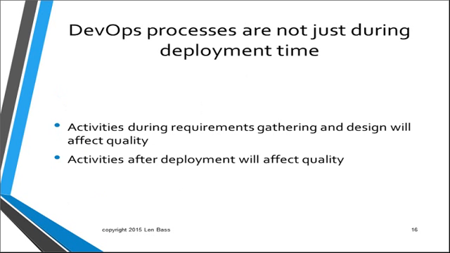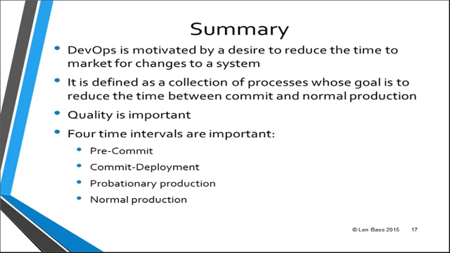Activities during requirements gathering and during the design will affect the quality. We'll talk about some of that. Activities after deployment will affect quality. We'll talk about some of that as well. So to summarize, DevOps in general is motivated by a desire to reduce the time to market for changes to the system. And the definition is that it's a collection of processes whose goal is to reduce the time between committing code and normal production. Quality is important. 4 time intervals are important: pre-commit, between commit and deployment, probationary production, and normal production.